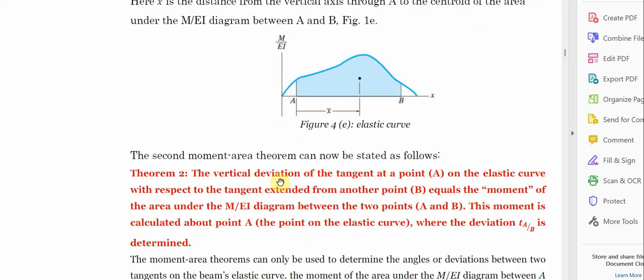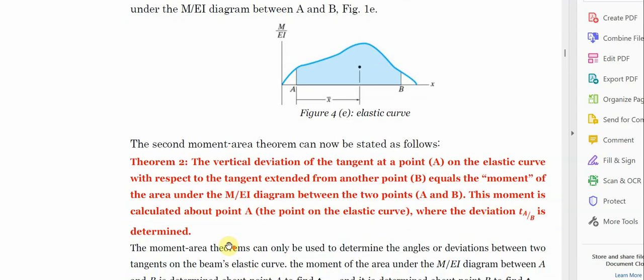Now the second moment area theorem can be stated as: the vertical deviation of the tangent at a point A to the elastic curve, with respect to the tangent extended from another point B, equals the moment of area under the M over EI diagram between the two points. This moment is calculated about point A, where the deviation t of A over B is determined.